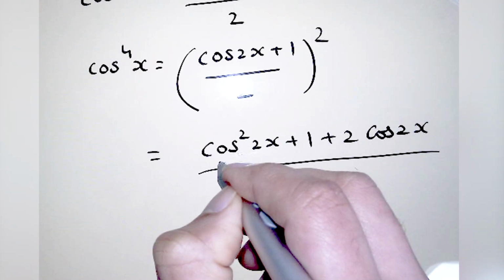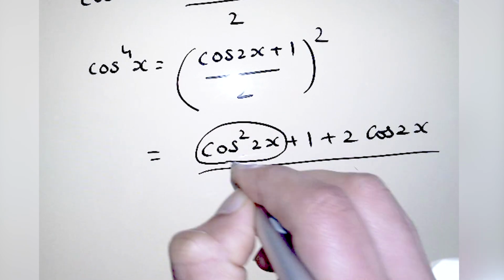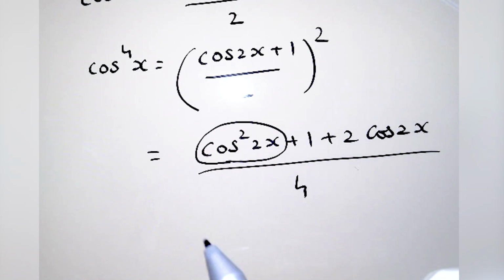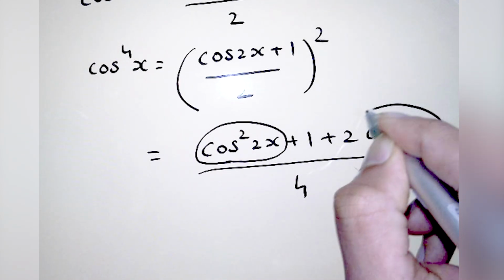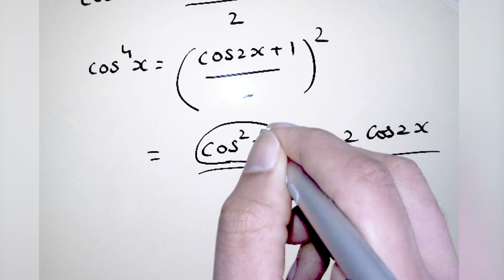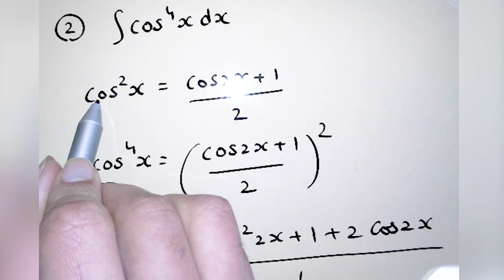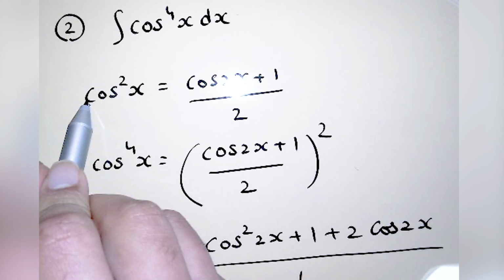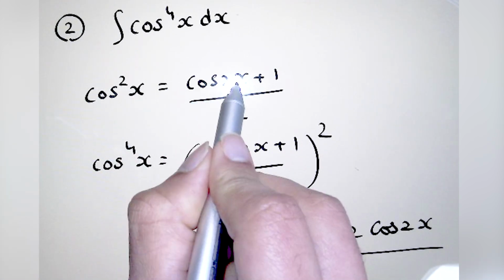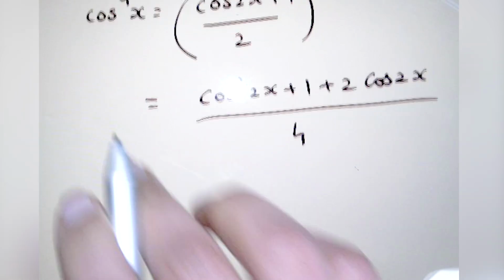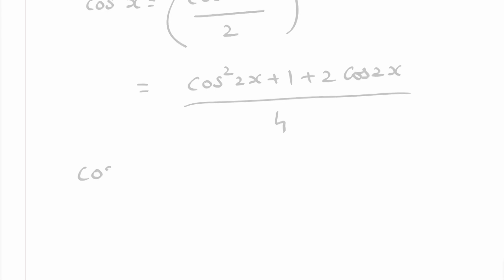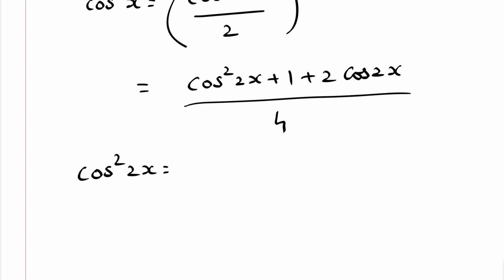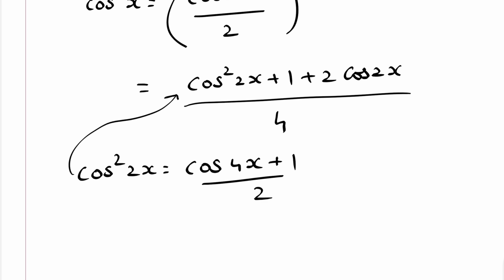I still have this cos square 2x. I don't want any squares or fourth powers. I just want power ones, like cos 2x. So what I'm going to do is apply the same formula again, but write cos square 2x is equal to cos 4x plus 1 by 2. So let's just apply that here. So cos square 2x is cos 4x plus 1 over 2. And I will plug this over here.